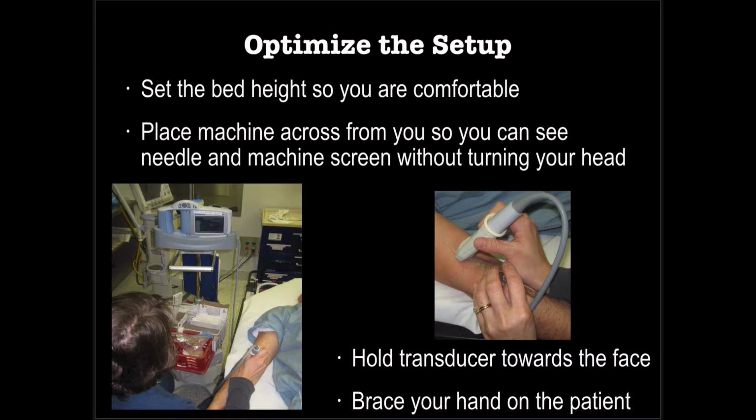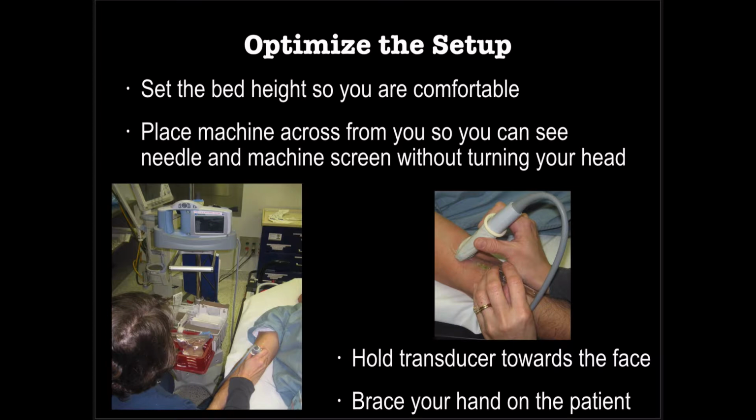But if you're doing vascular access, you really need to set it up so that when you look down at your hand, you look up at the screen, down at the hand and up at the screen. You want it to be in plane. You don't want to have to be turning your head side to side, because if you do that, your needle's going to move with you as you do that, and you're going to forget where you are.